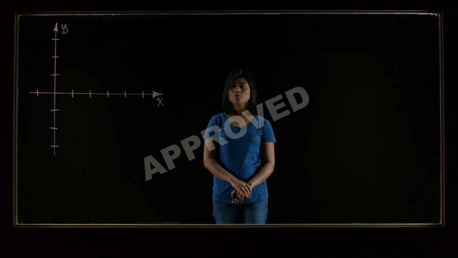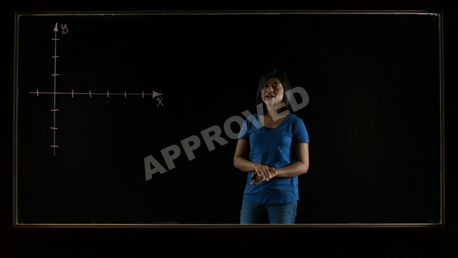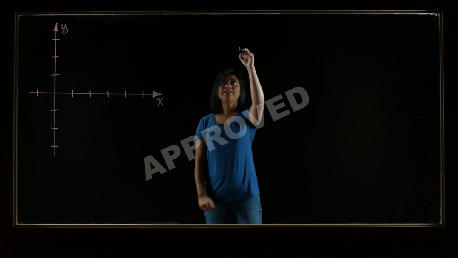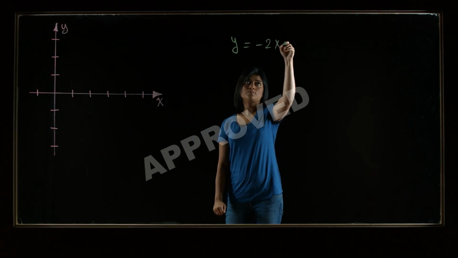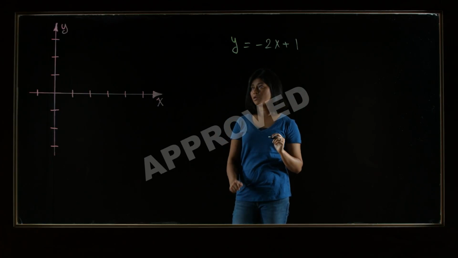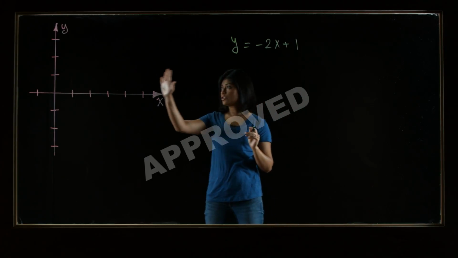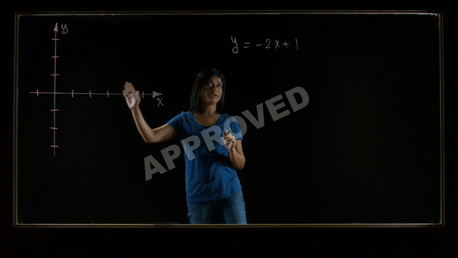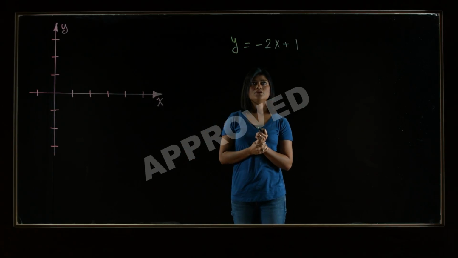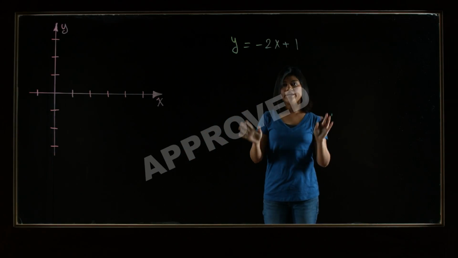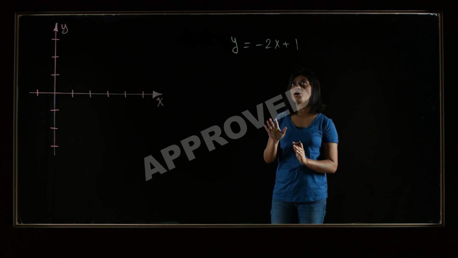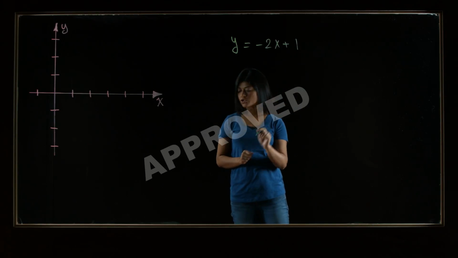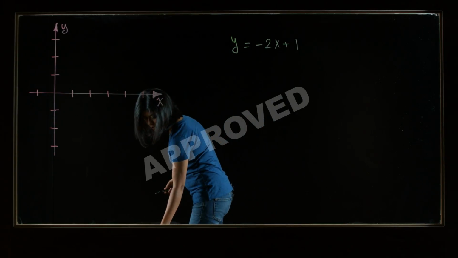In this problem, we will be sketching the graph of a line. And the line is y equals negative 2x plus 1. We have to sketch the graph on the xy coordinate plane. So, there are different ways that you can sketch the graph. This particular problem, we will use the slope-intercept form first.